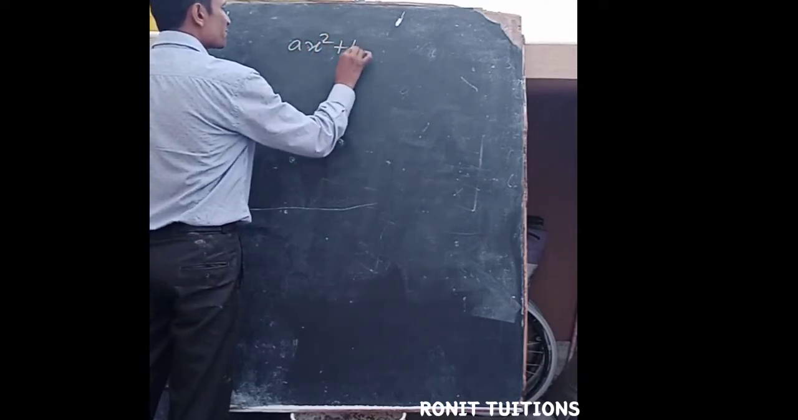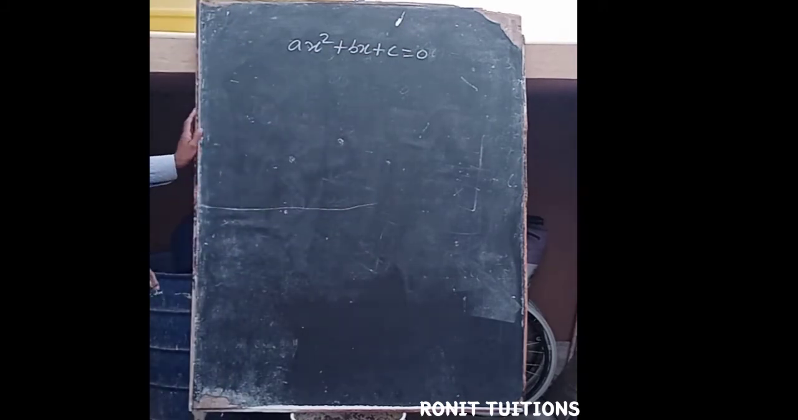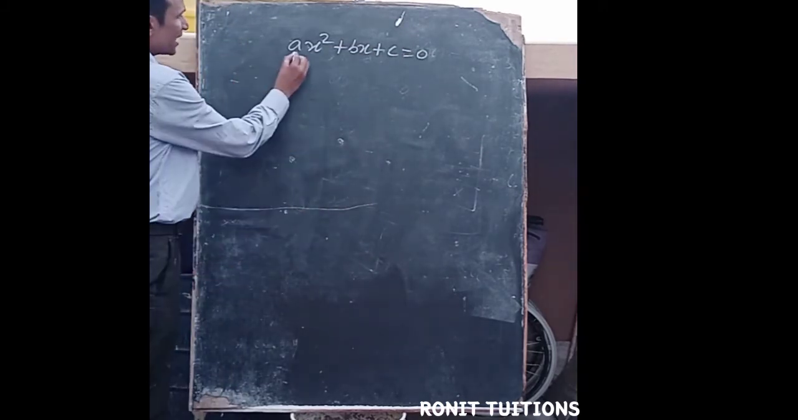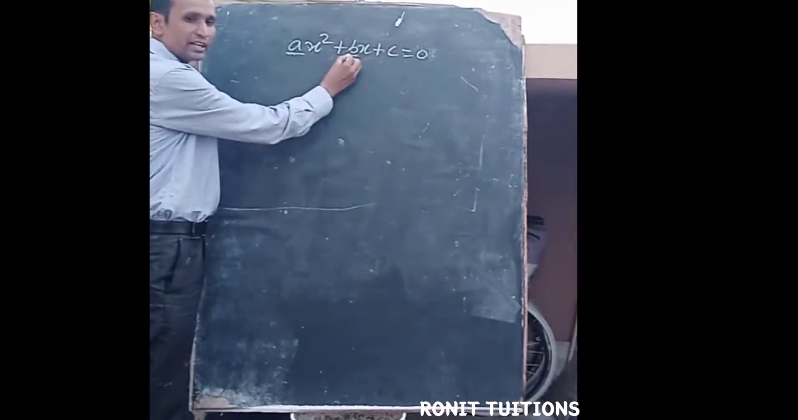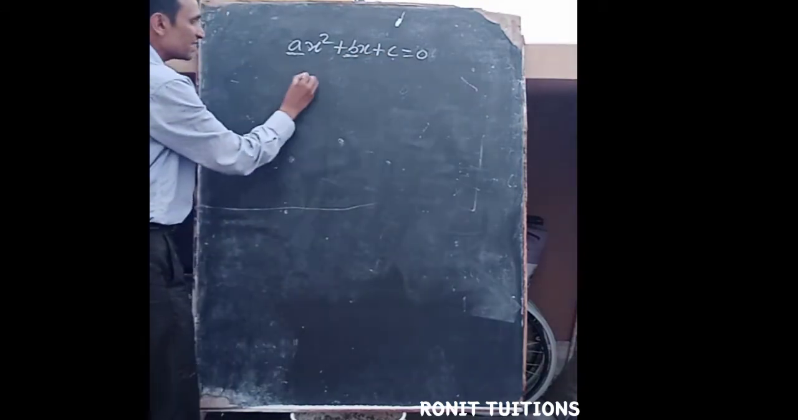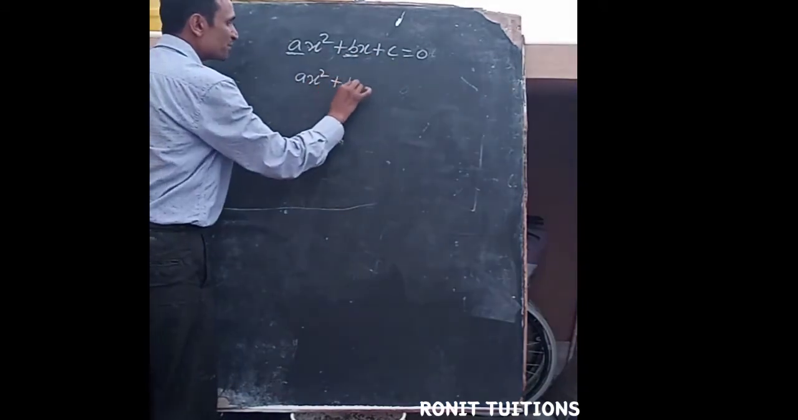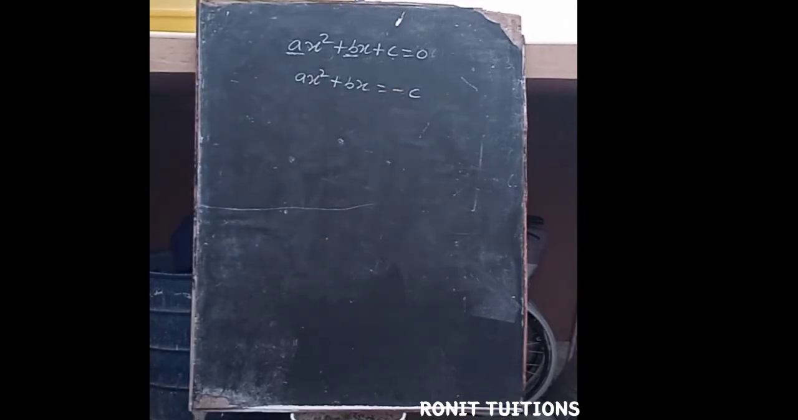So it is the quadratic equation ax square plus bx plus c is equal to 0. In that, this is the a value, and whatever numbers are written here are the b value and c value. So I can write it like this: ax square plus bx is equal to minus c. Can I write it or not?